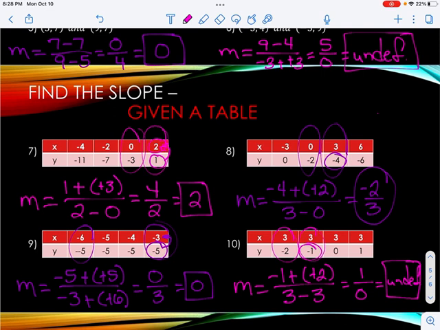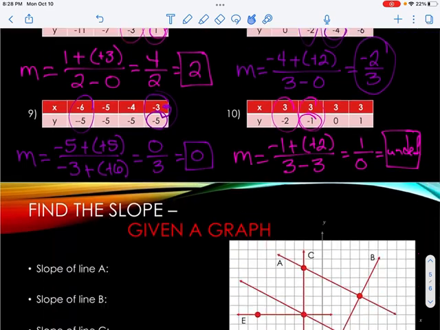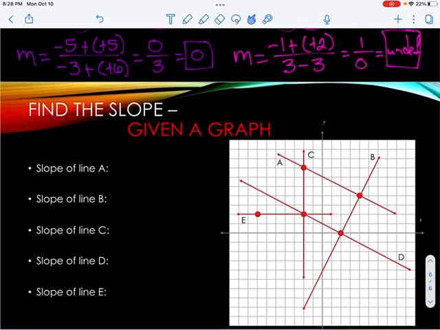Okay, so that's how we do it if we're given a t-table. That's how we do it if we're given a table. The next thing I want to do is just go over how we would do it if we're given a graph, a picture of a graph of a line, and we need to find the slope. So we're going to start off with the slope of A.